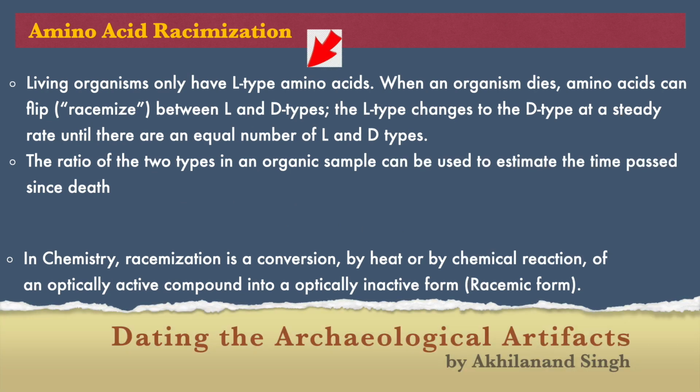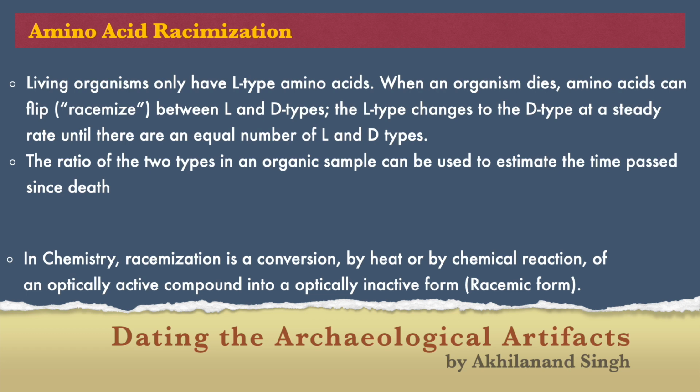All organisms when they are alive have only L-type amino acids in their bodies. When they die, the L-type amino acids begin transforming into D-type at a steady rate. This transformation goes on until there are equal number of L and D types. The ratio of these two types in a dead organic material is used to determine the time passed since the organism died. You might be wondering what is the meaning of the term racemization in this method's name.